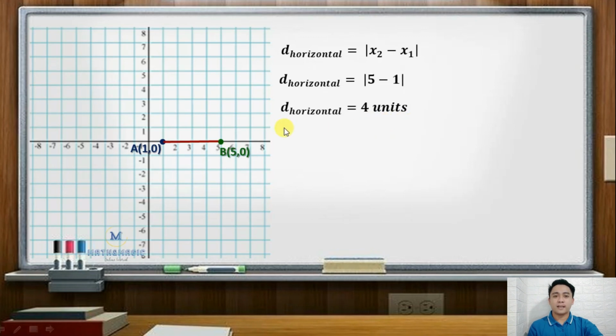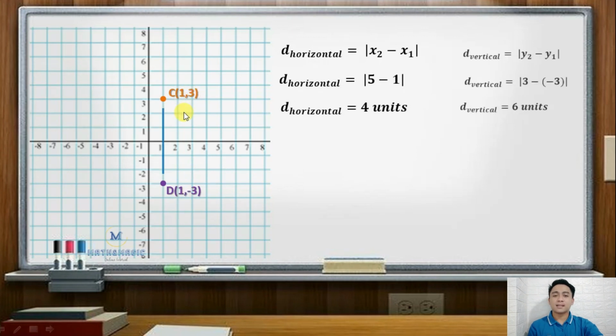Likewise, for the vertical line segment CD, where the coordinates of points C and D are (1, 3) and (1, -3) respectively, similar with horizontal line segment AB, here we will disregard x values since both values are the same. Getting the absolute difference of 3 and negative 3, that is equal to positive 6.